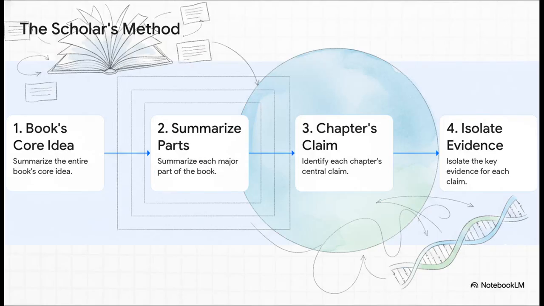And you can see the process right here. The scholar creates these nested summaries. It starts way up high with the book's single core idea, then it summarizes each major part, then it drills down to identify each chapter's central claim, and finally it isolates the key evidence for that claim. What it's really doing is preserving the book's intellectual DNA.